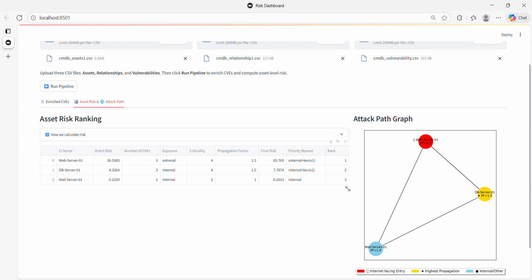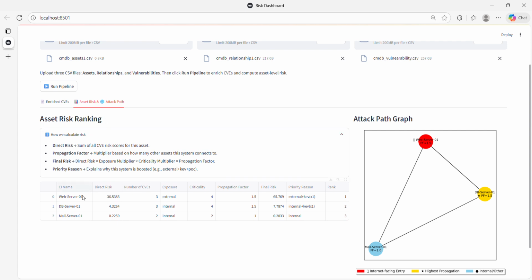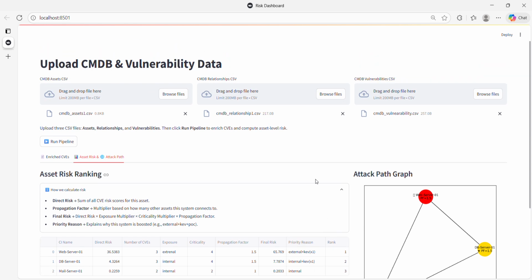So looking at the ranks, the organization gets a decision on which asset needs to be considered earlier and patched. And here is the attack path, the attack path surface graph that can be seen here. It is going to show which is internet facing, which has the highest propagation, and which is internal or the other less exposed ones, and those details can be seen here. So this completes the demo. Thank you.